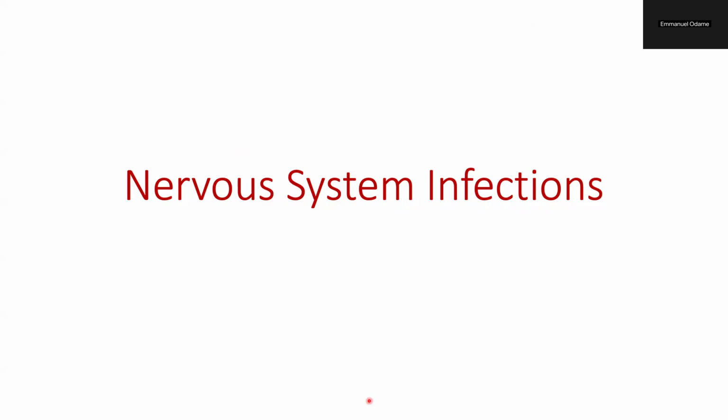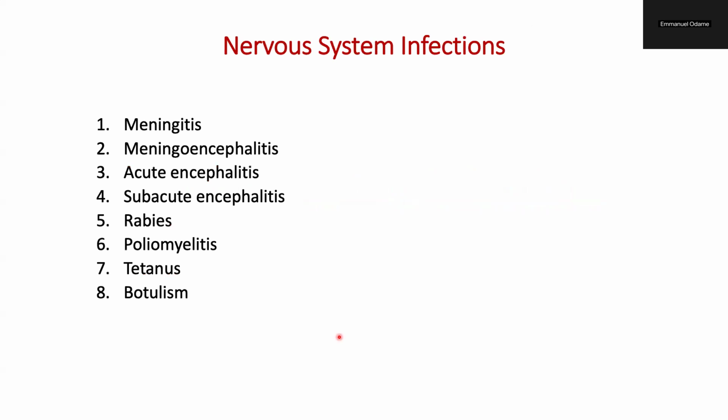So today's class will be discussing nervous system infections. We'll be discussing some diseases that affect our nervous system, and these are the diseases we'll be talking about. The first one is meningitis. The next one will be meningoencephalitis. The next one will be acute encephalitis. Next will be subacute encephalitis. And then we talk about rabies and poliomyelitis. The seventh one will be tetanus, and the last one will be botulism. So now let's dig into it.